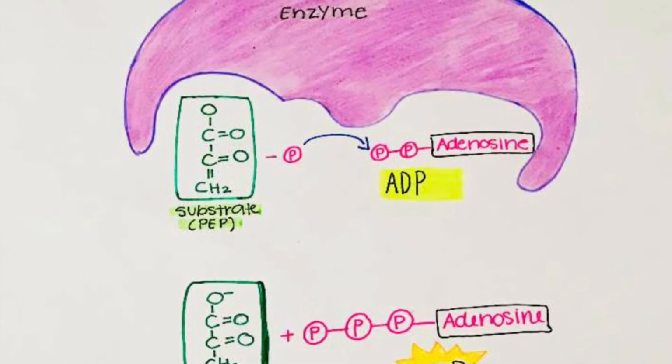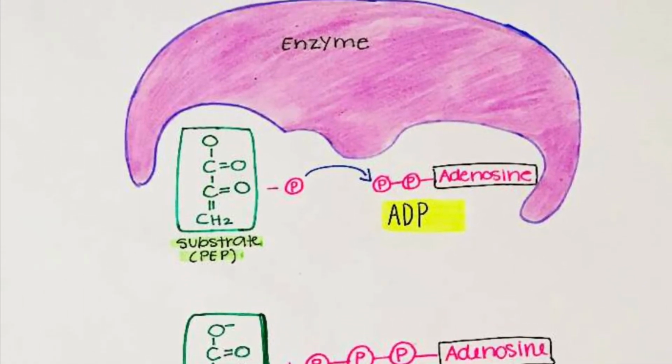Substrate-level phosphorylation occurs in the cytoplasm, in glycolysis, pyruvate oxidation, and the Krebs cycle.